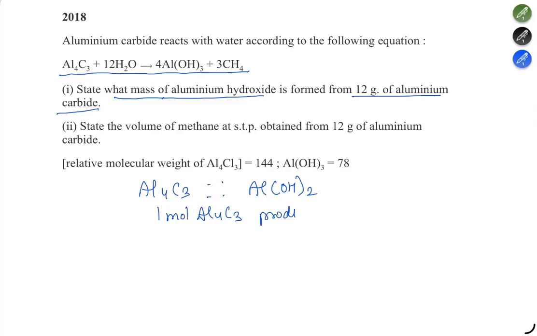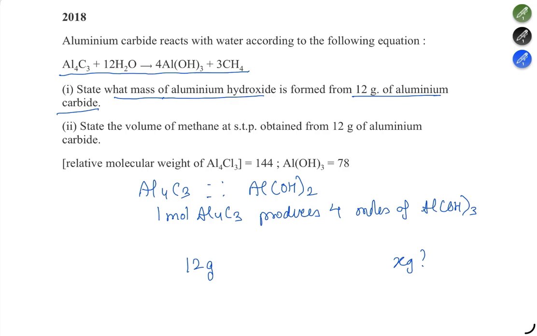produces 4 moles of aluminum hydroxide. This is what I am taking the data from the balanced equation. But in the question they have given 12 gram of aluminum carbide, it will produce how many grams of aluminum hydroxide. So I need to convert this mole into mass.